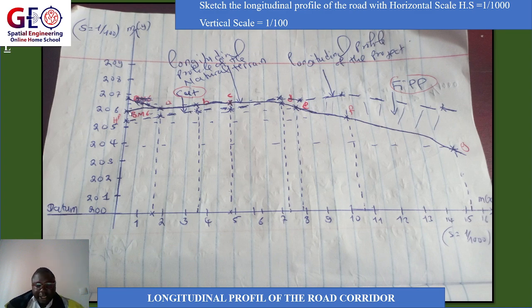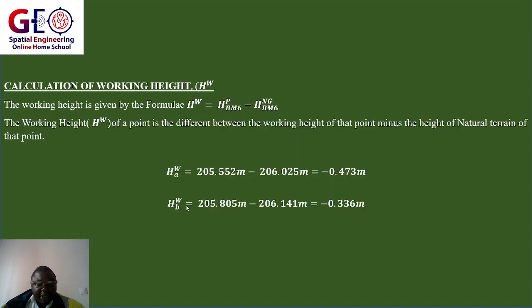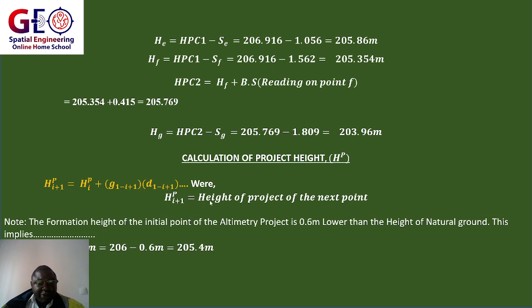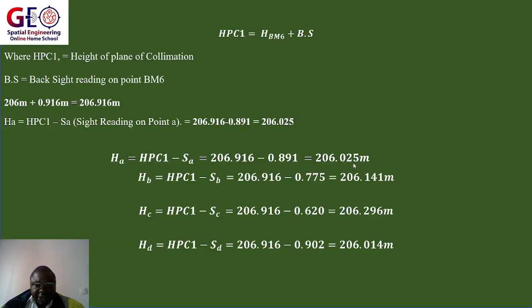Yes. So let's go back to the height of natural ground on point A. The height of natural ground on point A is 206.025.